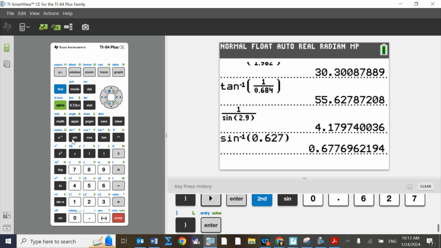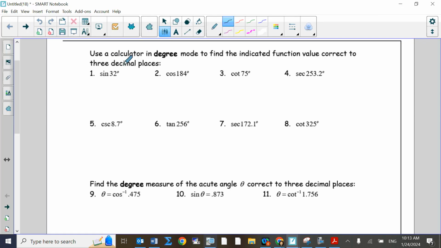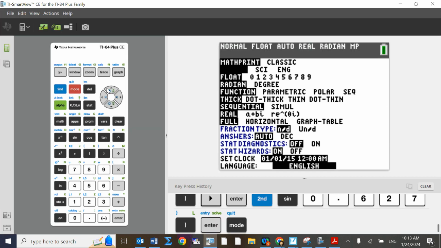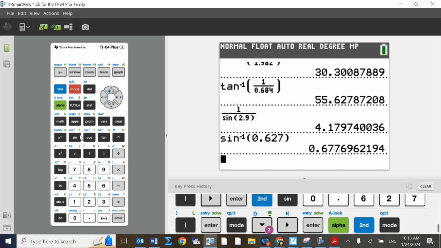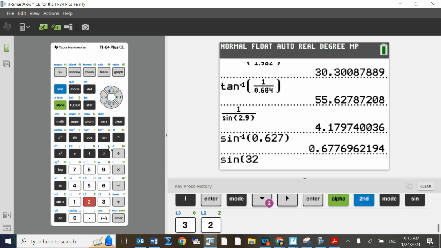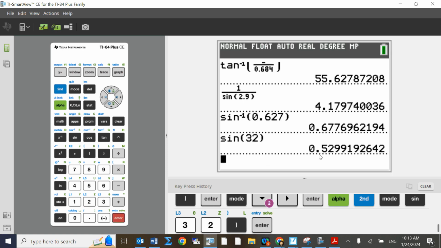But just make sure your calculator is in degrees mode because this angle here is in degrees. So I go to mode and then change my calculator to degrees mode, enter. So just simply use sine of 32. And this is the value of that. You can just write the first 2 or 3 decimals depending on what the question is asking you.